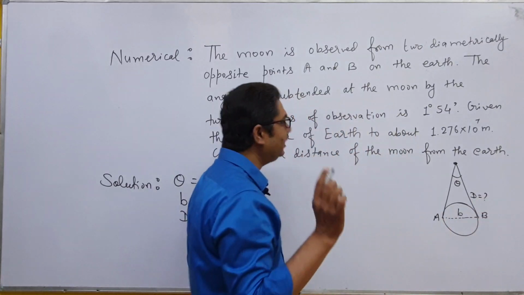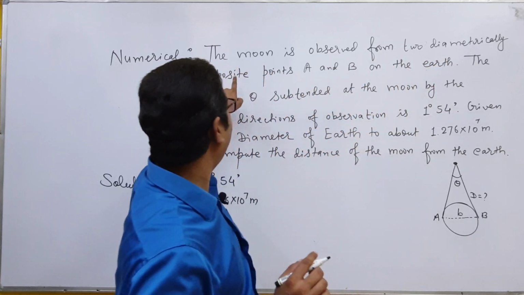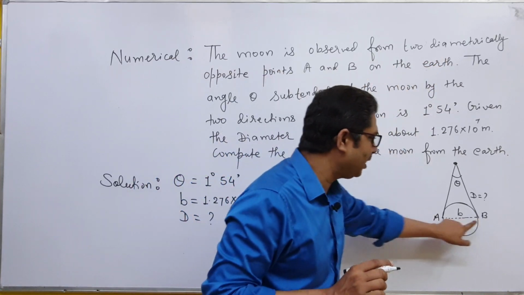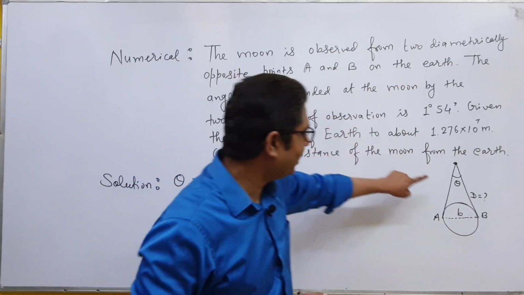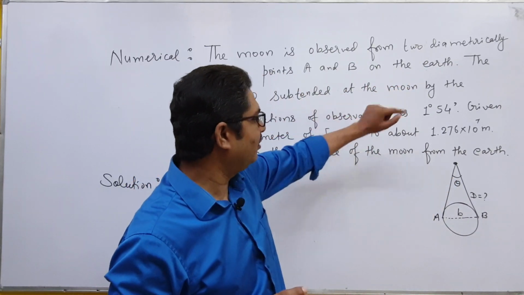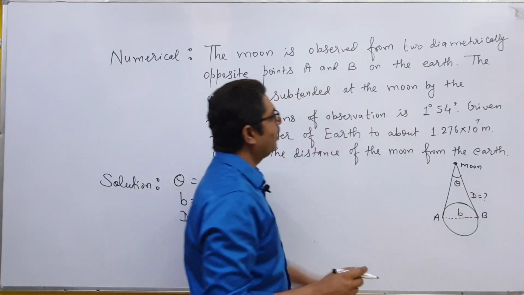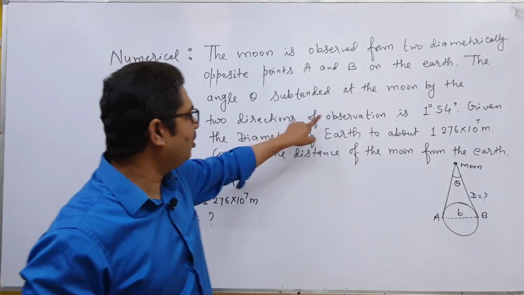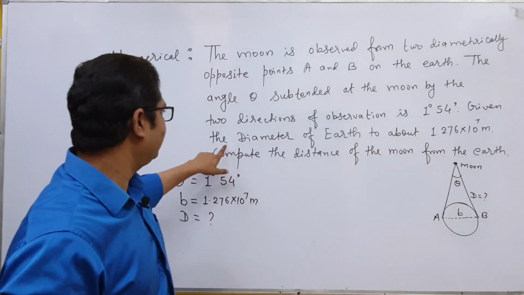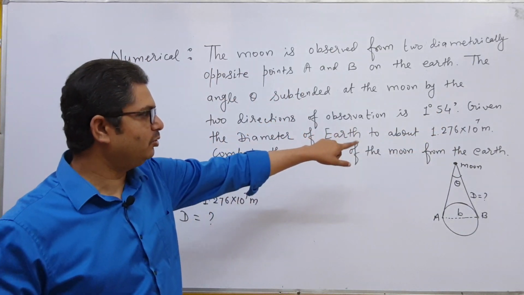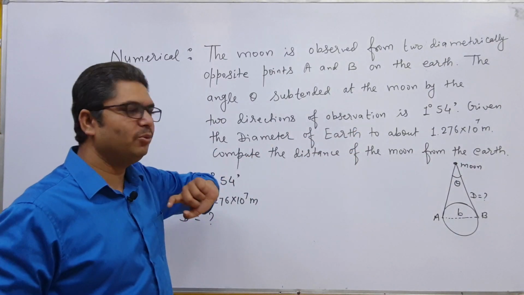Okay, the question says that the moon is observed from two diametrically opposite points A and B. A and B are two opposite points on the earth. The angle theta subtended at the moon, this is the moon, by the two directions of observation is 1 degree 54 minute. Given the diameter of the earth to be about 1.276 into 10 to the power 7 meter. Compute the distance of the moon from the earth.